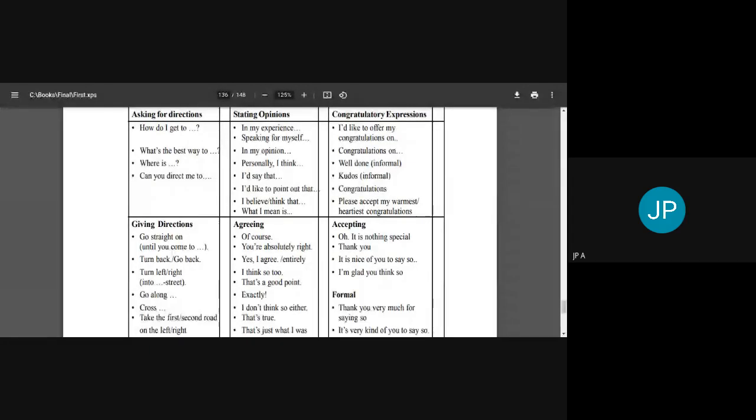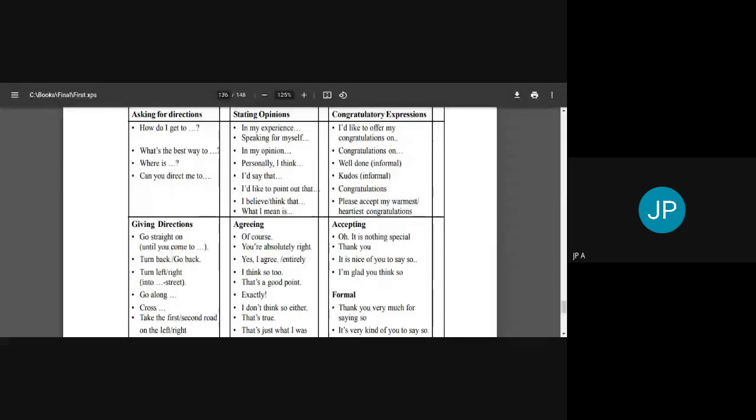For example, if it is a question of reaching the railway station, I can ask, how do I get to the railway station? That is one way of asking. But there are many other ways of asking also. What is the best way to reach the railway station? Where is the railway station? Can you direct me to the railway station?